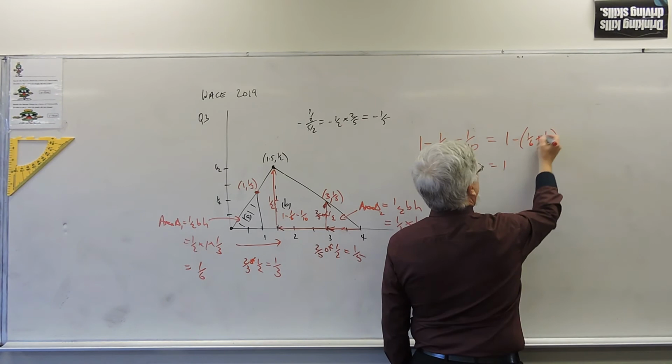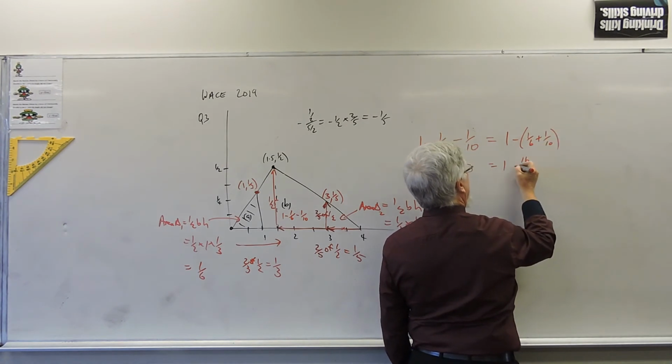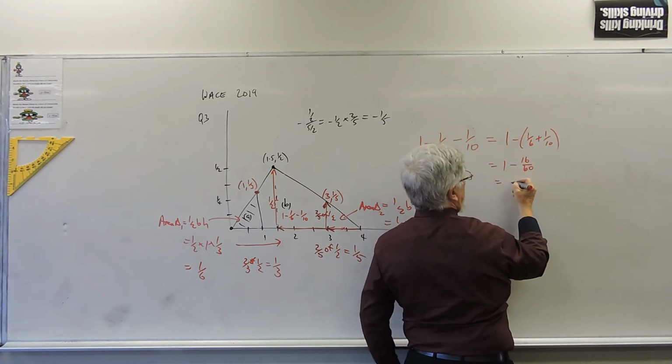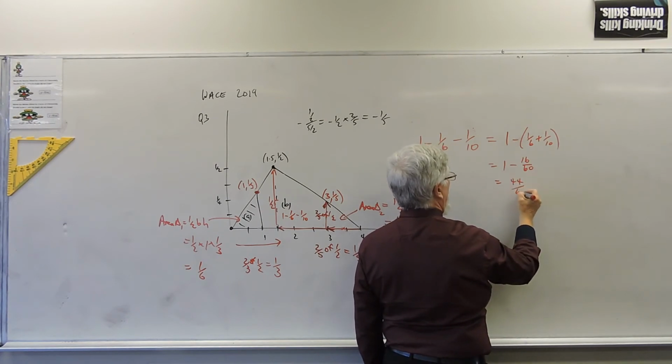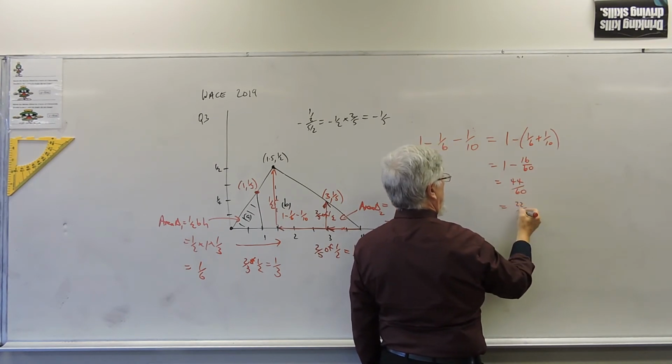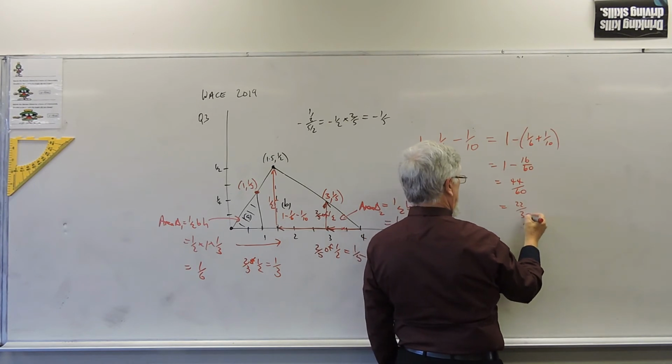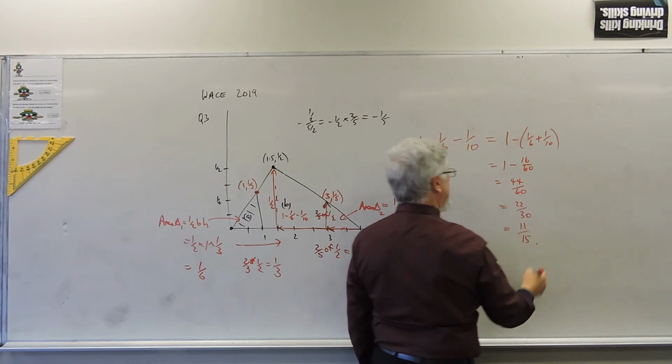So then I go, that's 10 and 6 is 16 on 60. And I go, that's 44 on 60. 22 on 30. 44 on 60. You could have done it quicker, but I'm going to go 22 on 30 and 11 on 15.